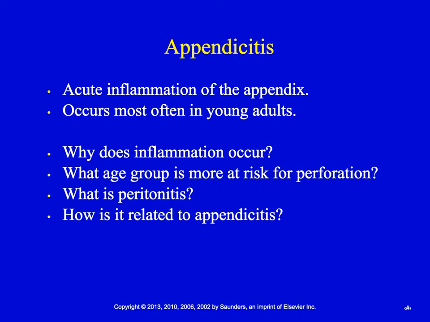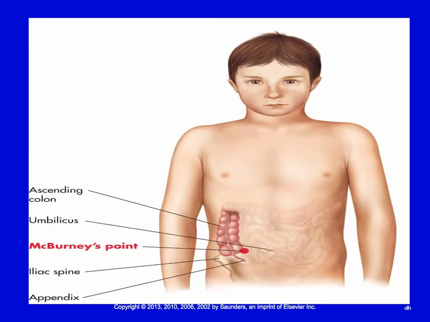It happens most often in younger adults, and it can lead to peritonitis, which can be a life-threatening situation. This is just a picture of McBurney's point. It's that area between the anterior iliac spine and the umbilicus, and that is where the pain is typically found. They're tender in that area at McBurney's point, because that is where the appendix is found.